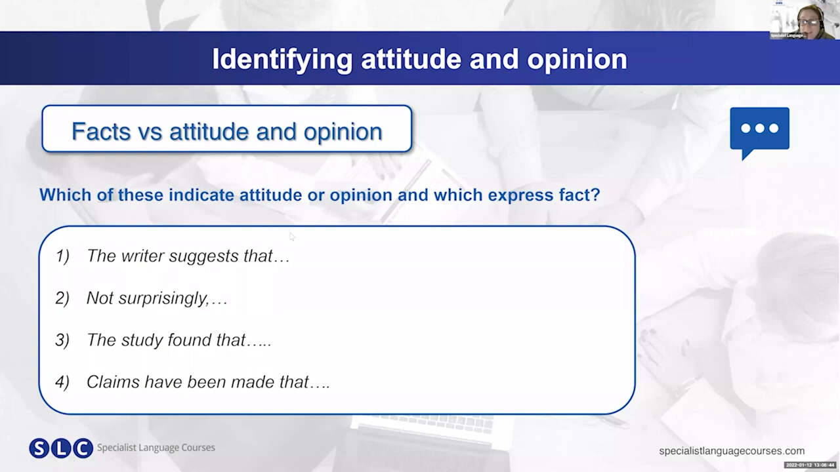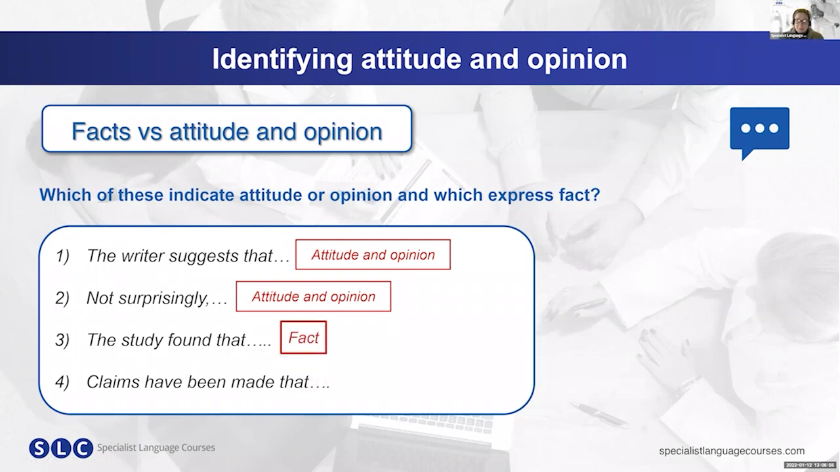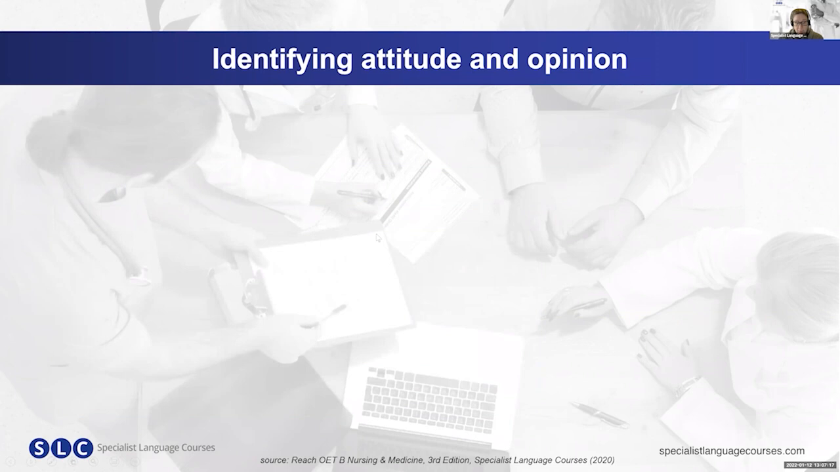So the first one, the writer suggests, is attitude and opinion. Not surprisingly, is also showing attitude and opinion. Number 3 is fact, because it's what was proven in the study. And number 4 is attitude and opinion. Okay, so it's really important that you're able to distinguish between the 2 types. So we'll take a closer look at that now.